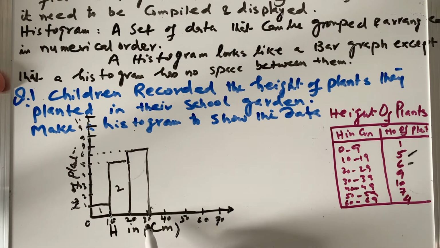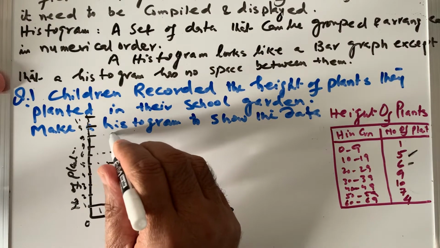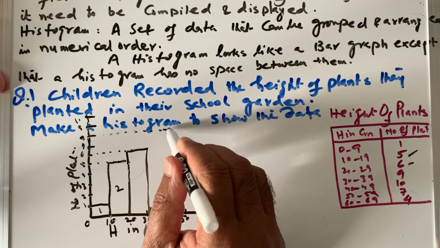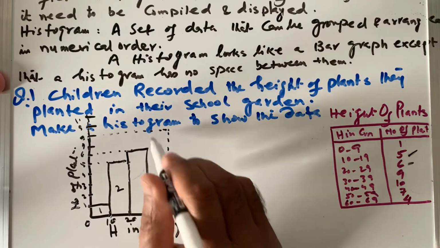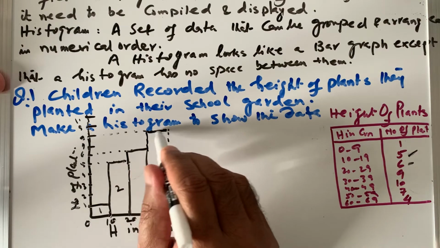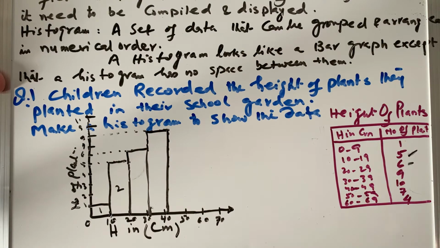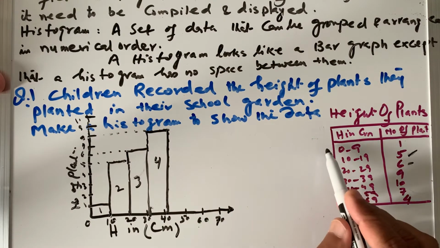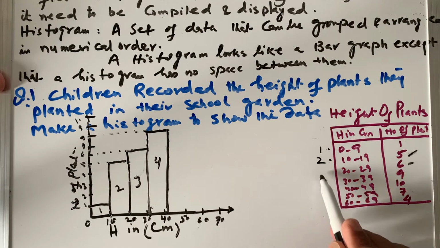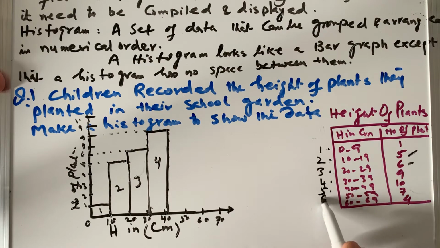Now 30 to 39, that means the next data, they planted 9. So my 9 line is here, and they planted 9 for this height. So I have to make it firm. So this is my fourth data. 1, 2, 3, 4, right? So they are grouped together. This is my data 1, data 2, data 3, data 4, 5, 6, and I have got 7 data, right?